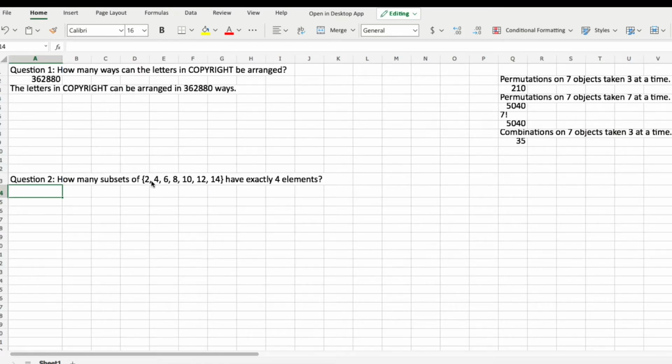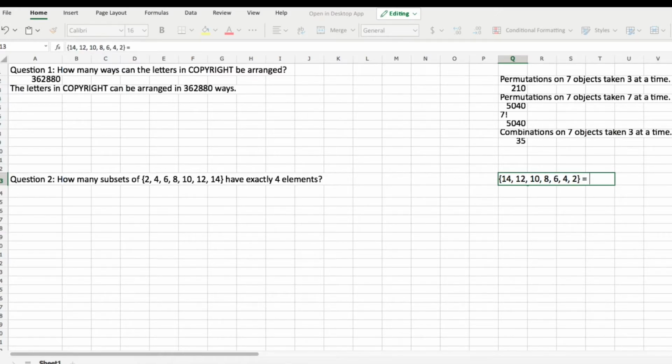Okay, so that's it for our permutation example. Let's look at our combination example. Now we have a set of, in this case, 7 objects. It's the set of 2, 4, 6, 8, 10, 12, and 14. And then we're looking at how many of those subsets have exactly 4 elements.